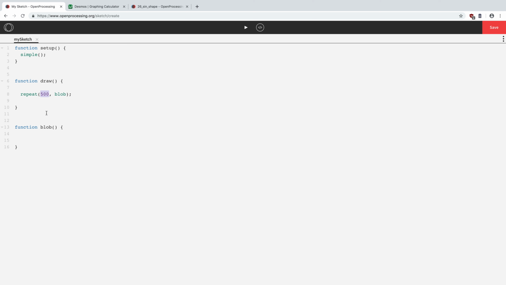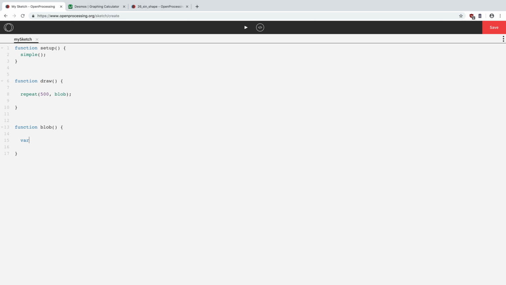That's the 500 there. And this is the blob function here. And it's empty at the moment because I haven't written anything in there. So let's make a start. What I'm going to start with is drawing circles, small ones, just randomly on the canvas.